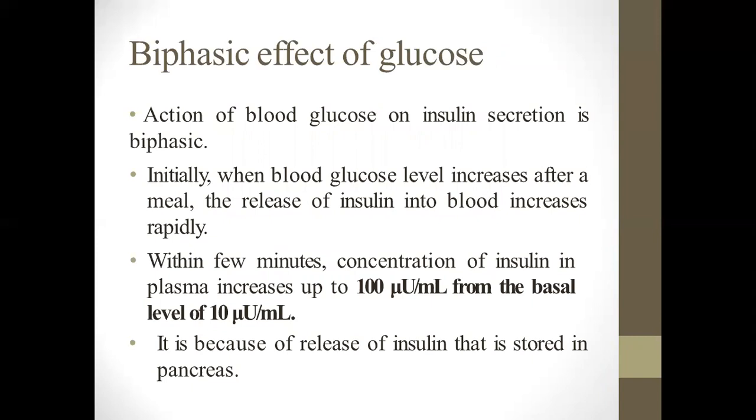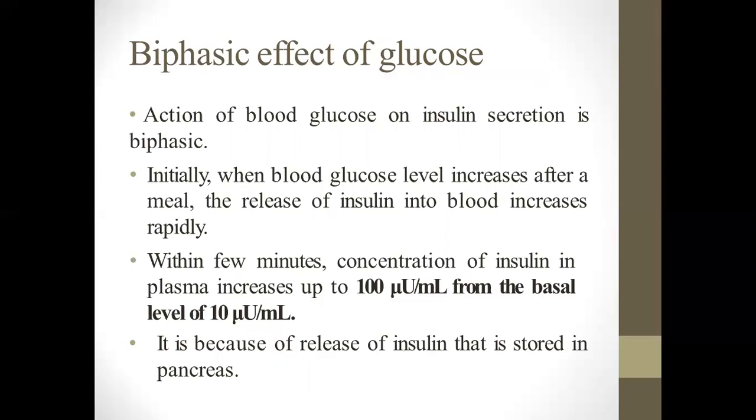Then there is a biphasic effect of glucose. What is biphasic? First of all, we discussed the role of insulin on carbohydrates, proteins and fat. After that, we discussed the regulation of insulin, how insulin is basically regulated. It is regulated by the glucose level in the blood. When the glucose level in the blood is low, the insulin level will be low. When the glucose level is high, the insulin level is automatically high.